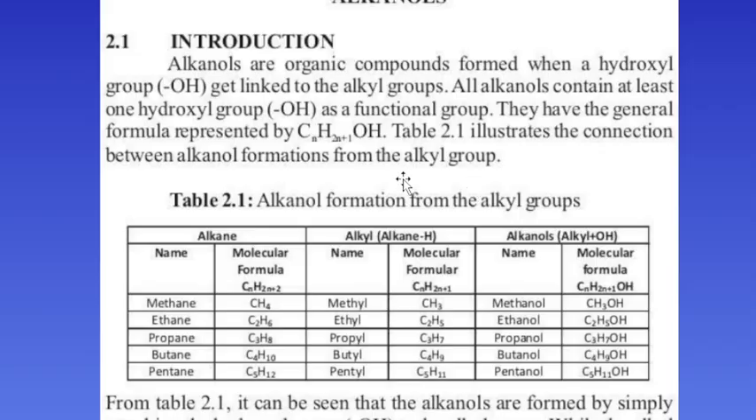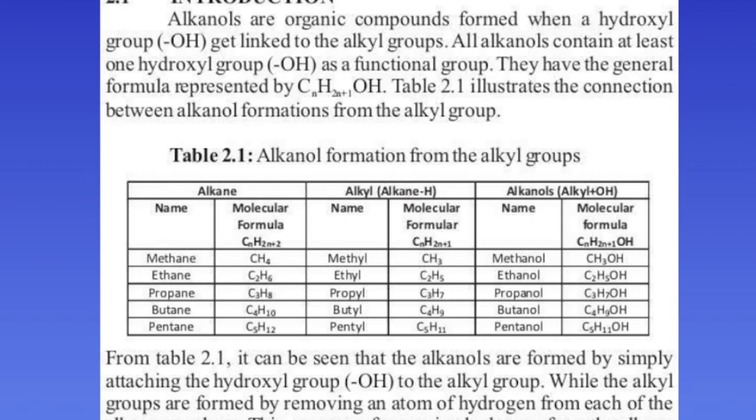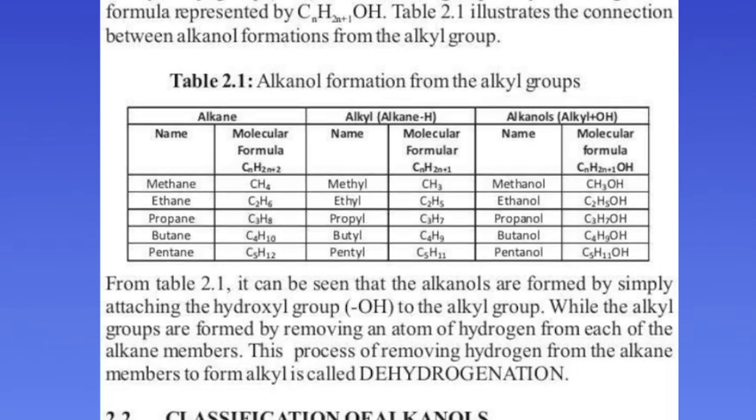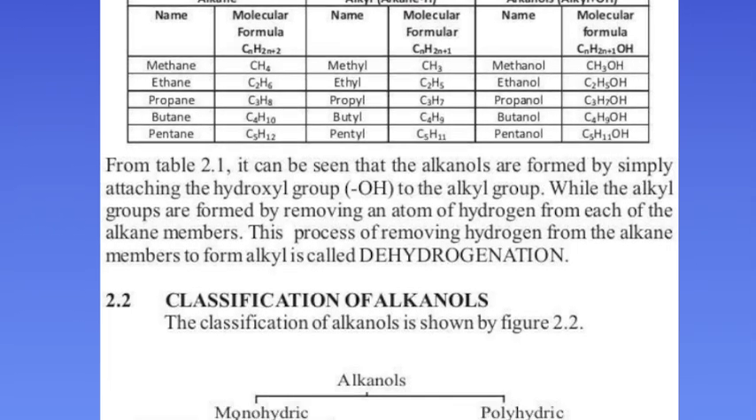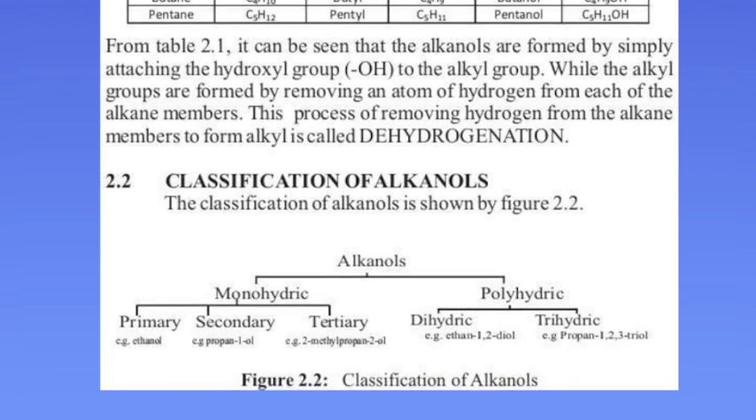Moving back to our slide, you will notice that this is an illustration of the link between an alkane, an alkyl, and an alkanol. So remove one hydrogen, you form the alkyl, attach OH, it becomes alkanol. Basically that's what's happening here. Now, the process of removing a hydrogen atom from an alkane is known as dehydrogenation.